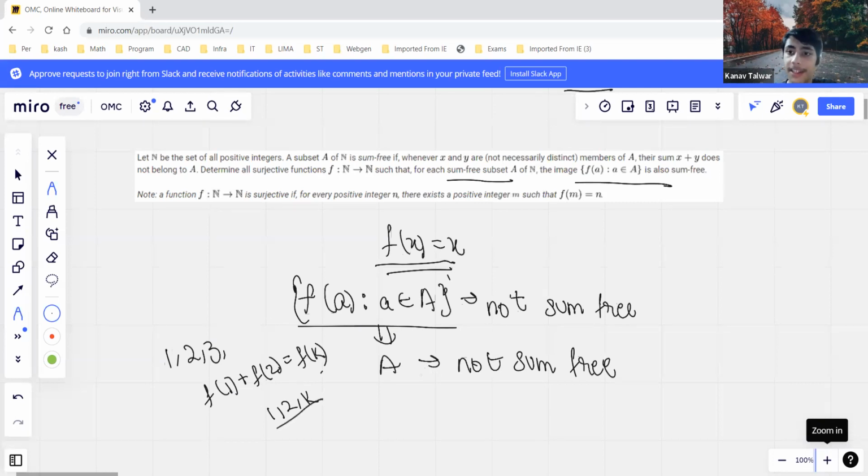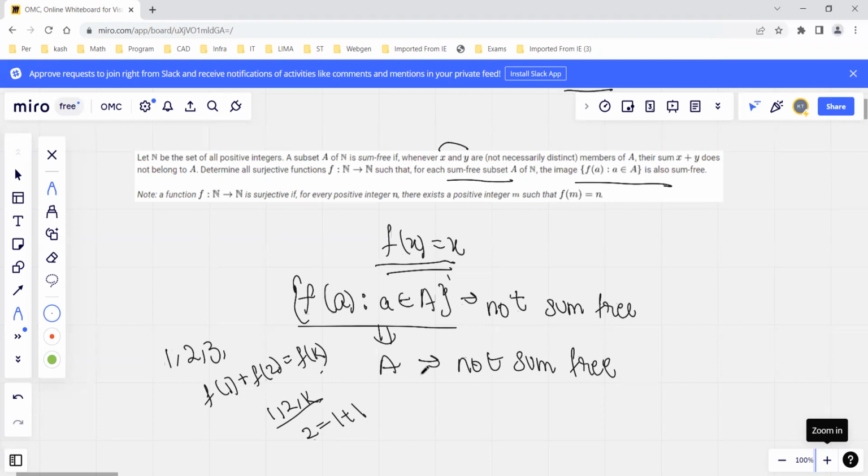But note that this is already not sum free, right? 2 is equal to 1 plus 1, and the original set allows x and y not necessarily distinct. Oh, right. But your idea is very nice. You just do it for 3.